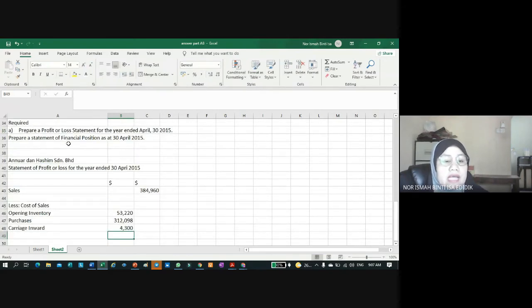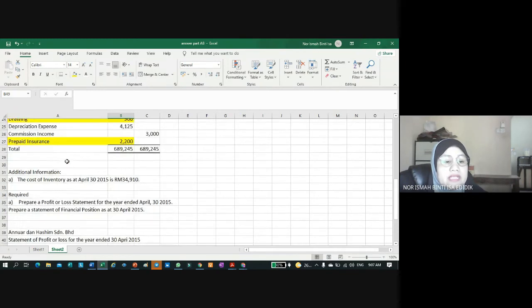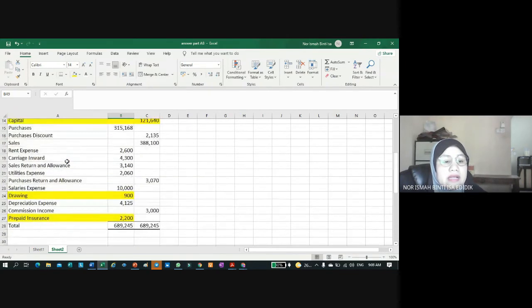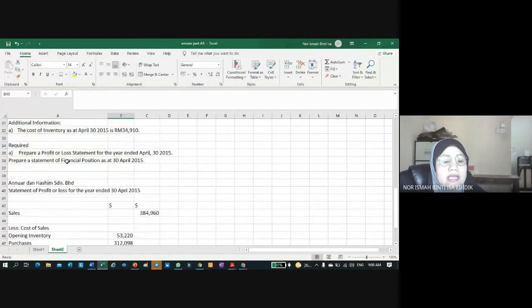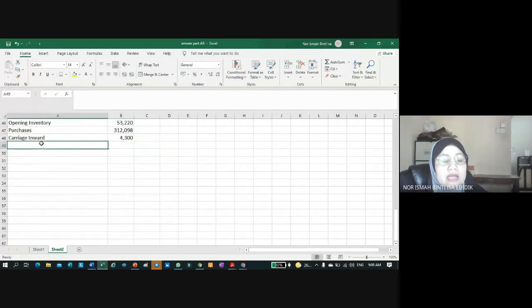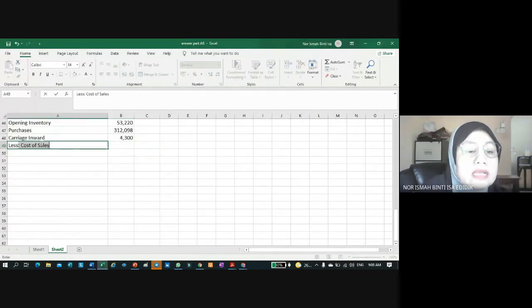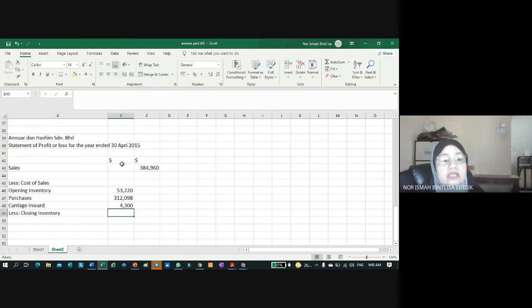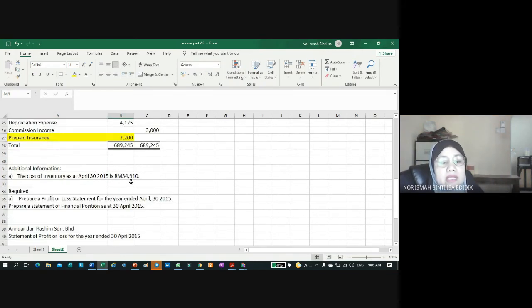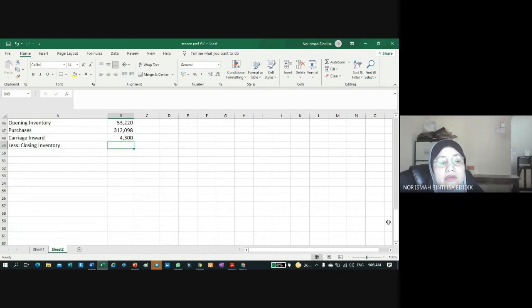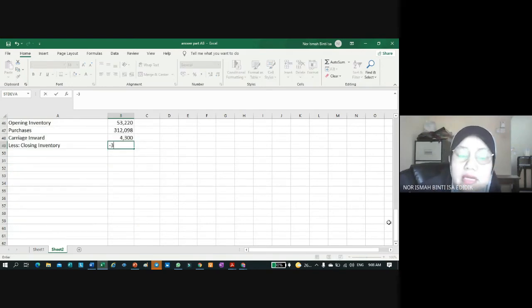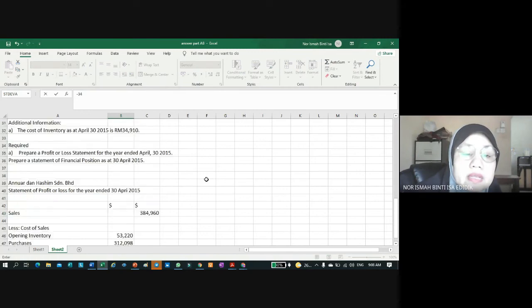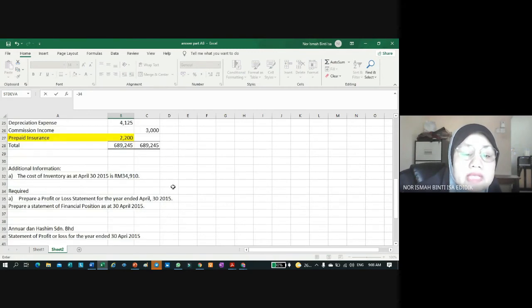And then ada lagi tak cost yang berkaitan dengan purchases? Tak ada dah ya. And then kita tolak apa? Less closing inventory ya. So dekat mana nak cari? Closing inventory dia dekat statement ni ya. 34950. So kita tolak ni, 34910.